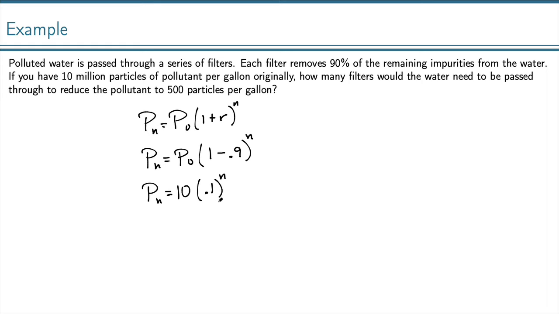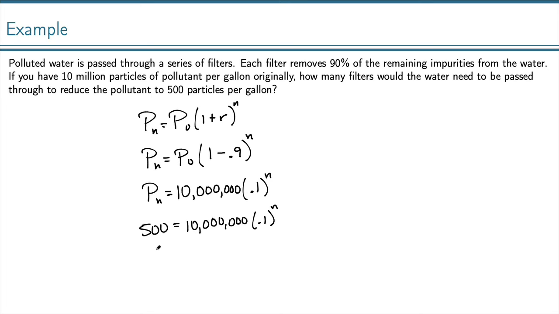And n here is not representing a time frame anymore. It is representing the number of filters that the water is passing through. We want to end up with 500 particles per gallon. So from 10 million to 500 particles per gallon, we should probably keep this not in millions, because we're going to get to 500, and writing that as millions would be kind of annoying. So we've got 10 million particles per gallon, and we want this to end up equaling 500. So 500 equals 10 million times 0.1 to the n.